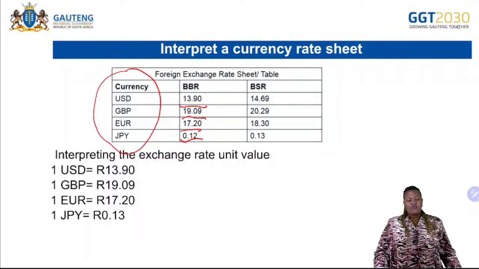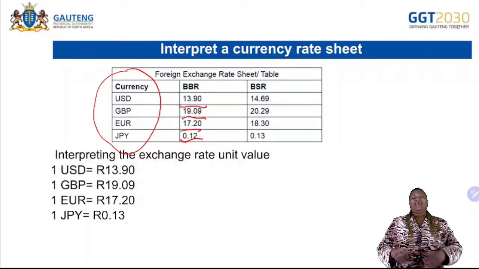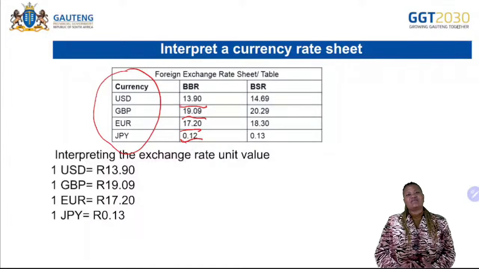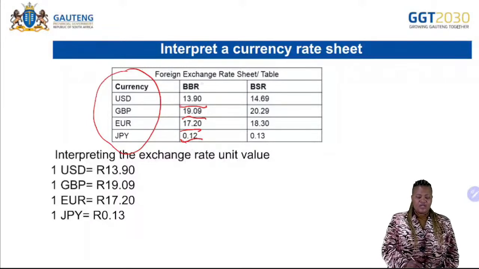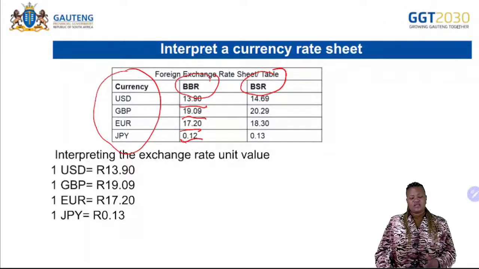Now, I want us to look at this particular table carefully because you're not going to get the exact same table. Remember that currencies are forever changing, they fluctuate, but the format would be of this nature. So remember, we've got the BBR and the BSR. Now, look at the amounts in these columns: we have the US dollar, USD, at 13.90 under the BBR, then under the BSR, we've got 14 Rand 69 cents.